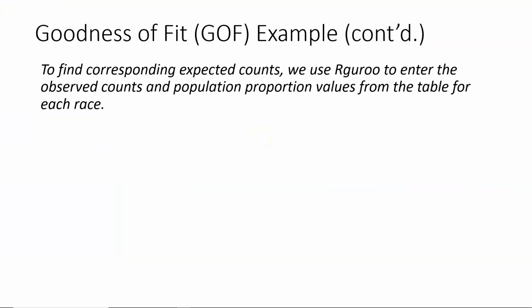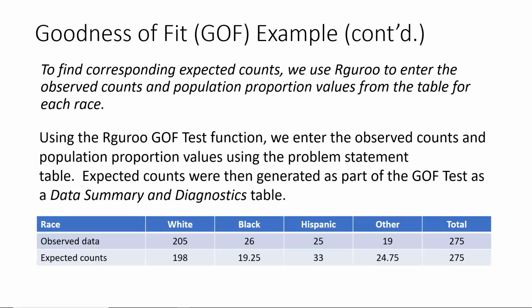Okay, now that we've seen how to use our guru for a goodness of fit test, note that we would put the following work on our paper. If we were performing such a test, I would write, using the arguru goodness of fit test function, we entered the observed counts and population proportion values using the problem statement table. Expected counts were then generated as part of the goodness of fit test as a data summary and diagnostics table, and then I would show the observed data and expected counts table for this prepare step.